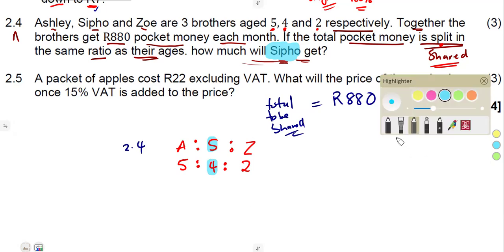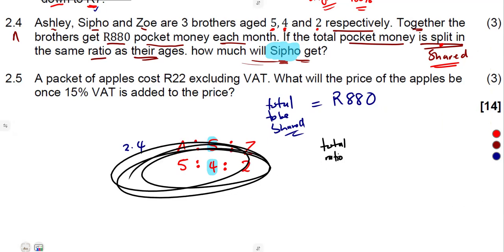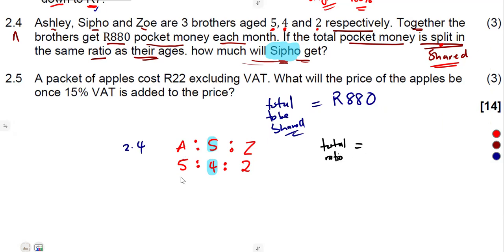But remember, they are to share a total amount of money. So they must have a total of the ratio. Here, what is the total according to their ratio? 5 plus 4 plus 2. So that's 9 plus 2, which is 11. So according to the ratio, we have got a total of 11.